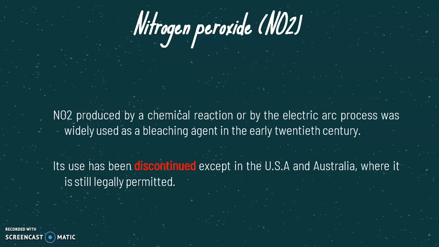Now let us discuss some important bleaching agents one by one. The first one is the nitrogen peroxide, but this compound has now been discontinued except in USA and Australia because of the health concerns.